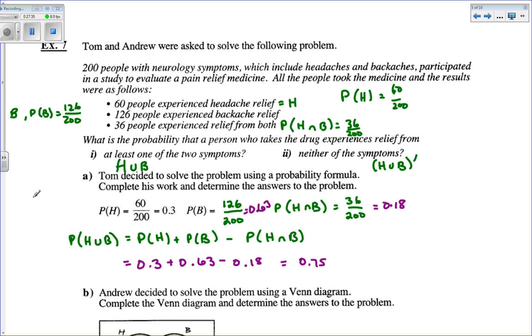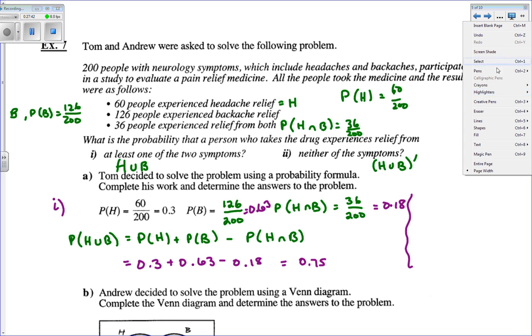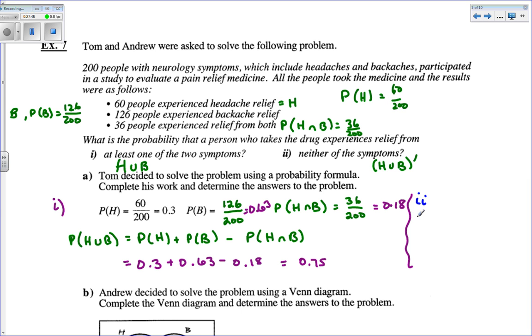And I took up all the space for part 1. That's what that was. So let's just go over here. Part 2, we want the probability of not H or B, like that. So that's just equal to 1 minus 0.75. It's the complement of the event in part 1, which is 0.25.